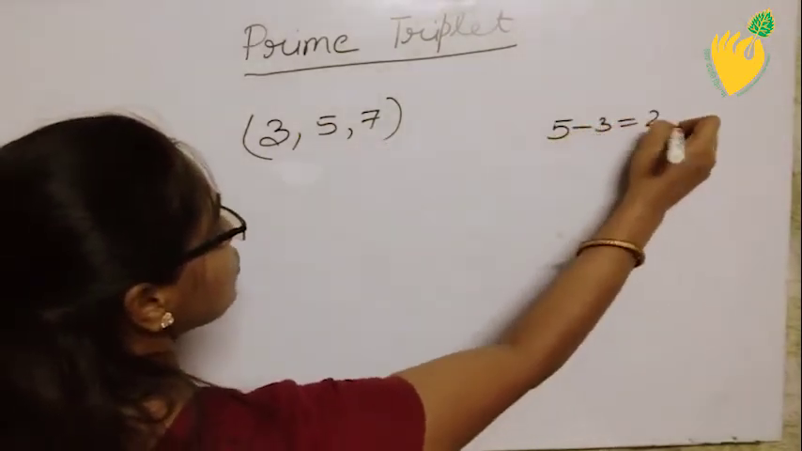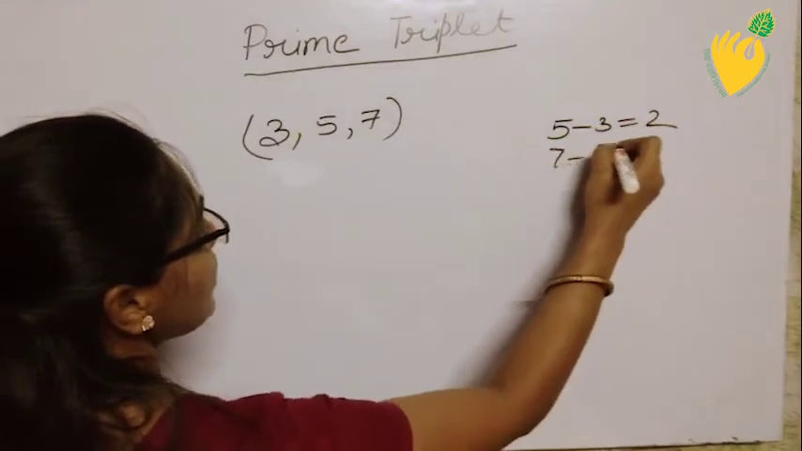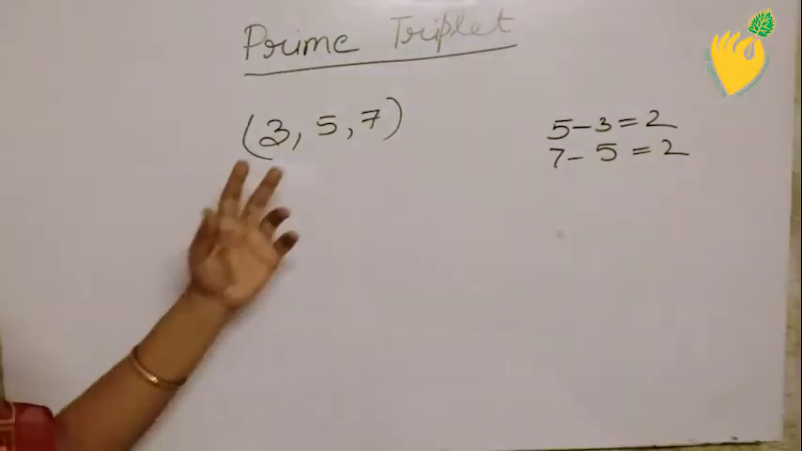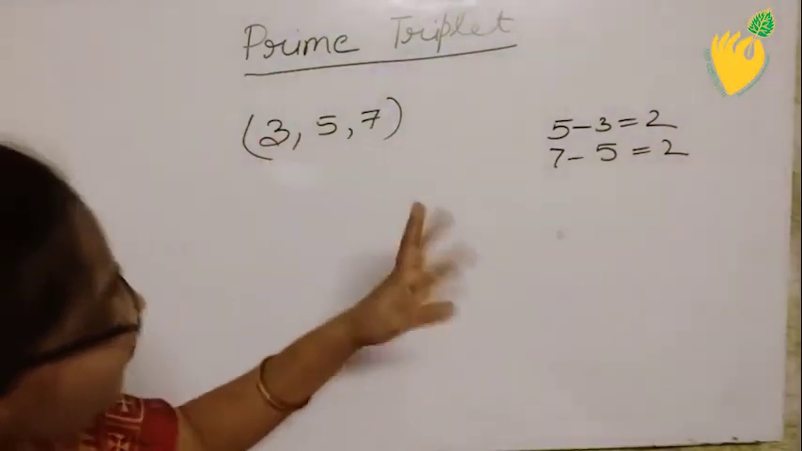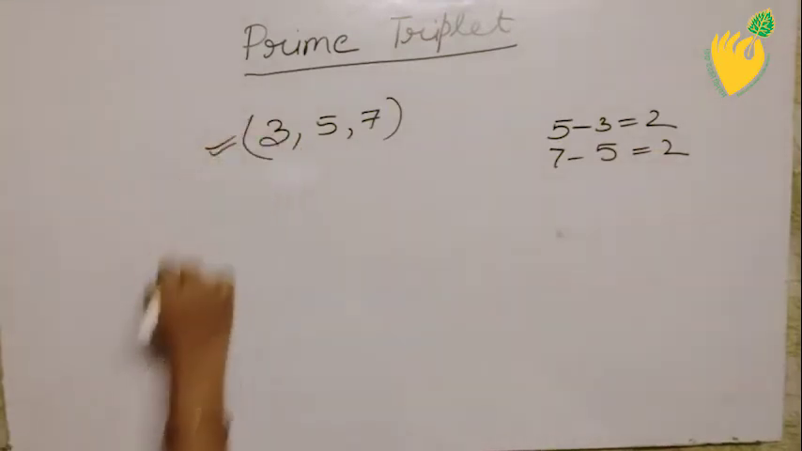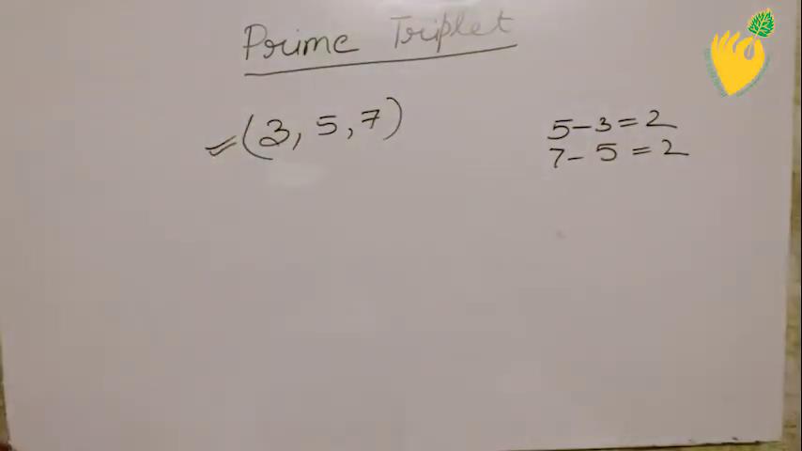That is, 5 minus 3 is 2. 7 minus 5 is 2. So the difference between each consecutive prime number is 2. So this is the only example of a prime triplet.